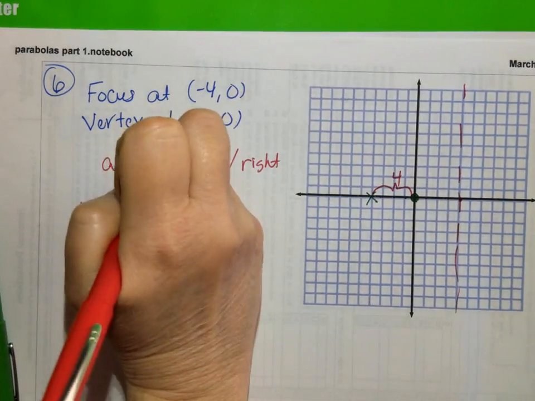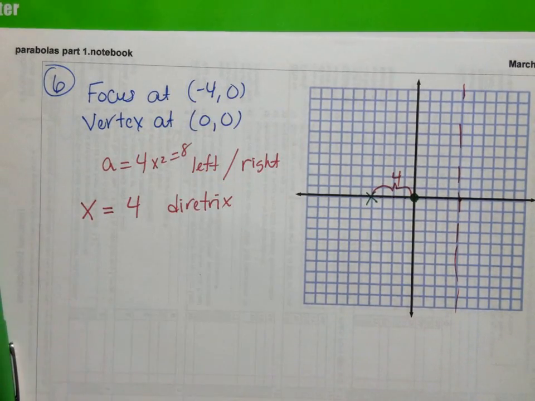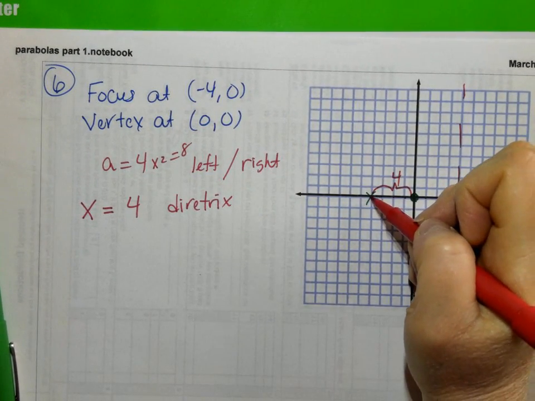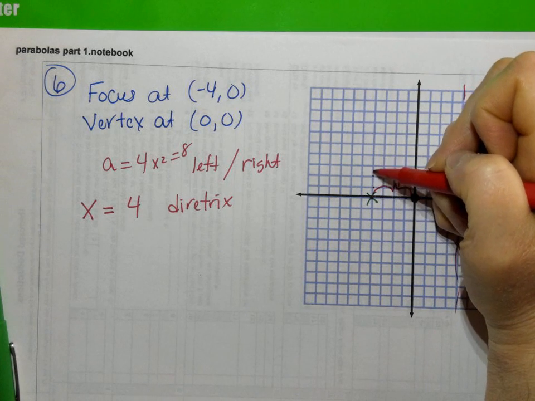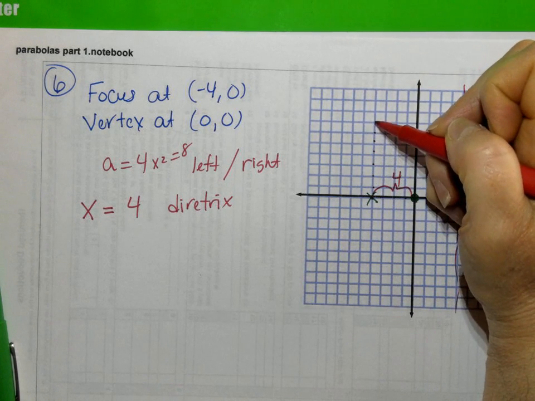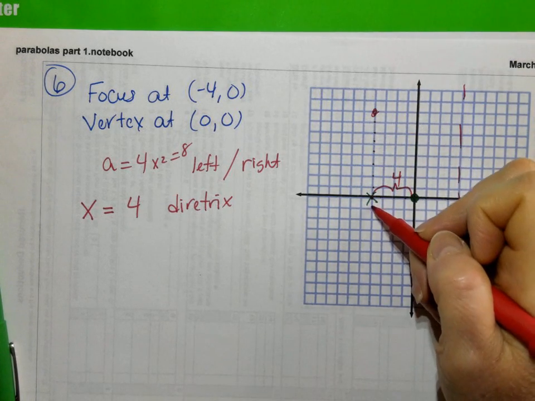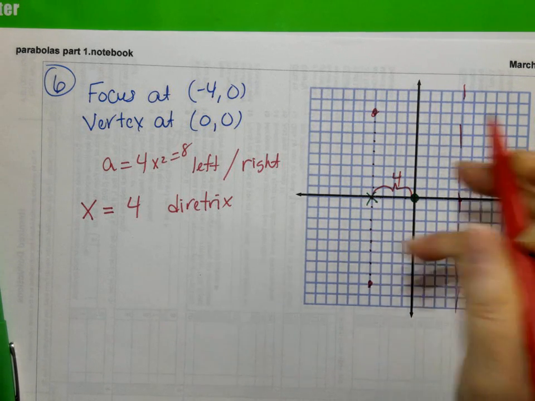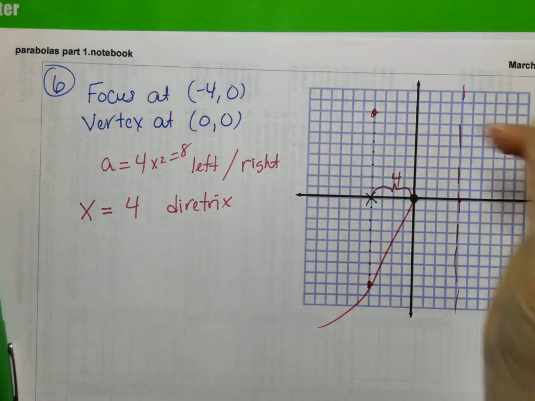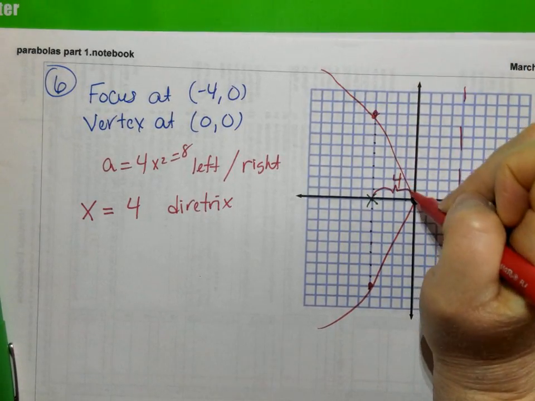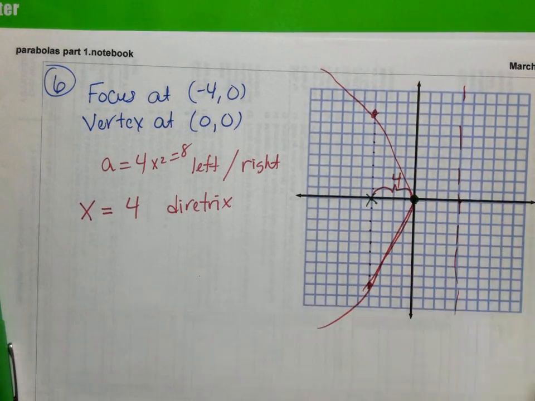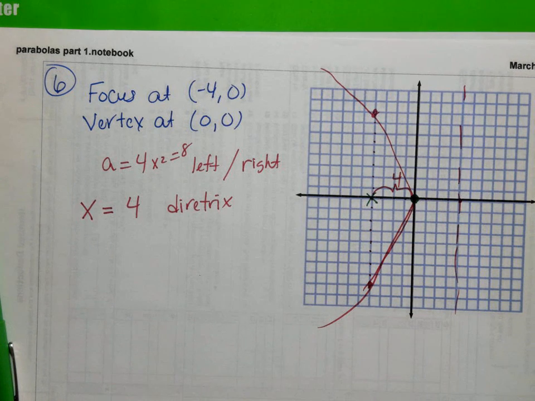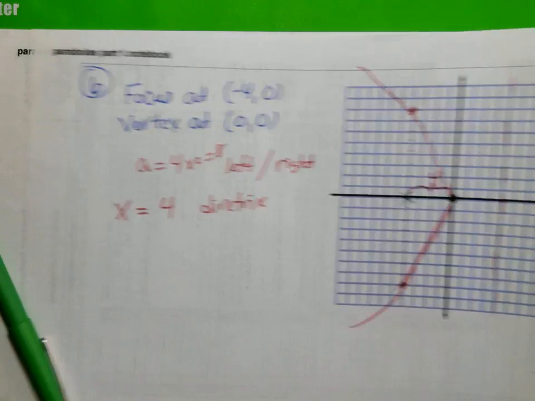I take 4, I multiply it by 2 to get 8. From my focus, I go 1, 2, 3, 4, 5, 6, 7, 8, and 1, 2, 3, 4, 5, 6, 7, 8. And I draw my parabola. This one's pretty flat, but that's okay. That's my fault. And there's my parabola. Not too terrible. Okay, let's take a look at the next one.